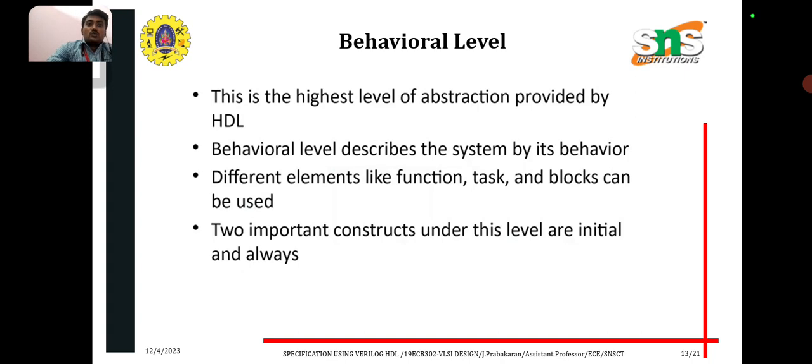Next, initial block. Initial blocks are used to model behavior that occurs only at the beginning of the simulation. Also, Verilog supports both blocking and non-blocking assignments, and the choice between them affects the simulation behavior. Blocking assignments are used when the order of execution matters. Non-blocking assignments are often used for parallel assignment. Also, Verilog provides if, else if and else statements for modeling conditional behavior.